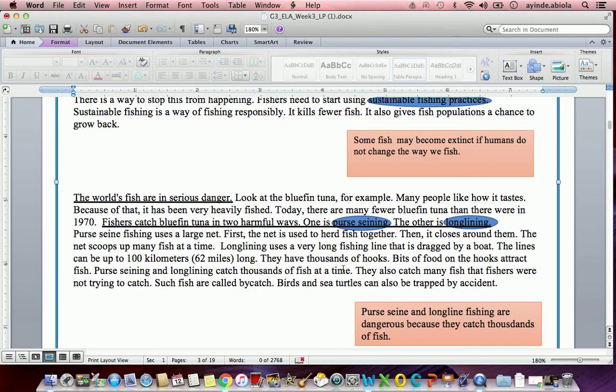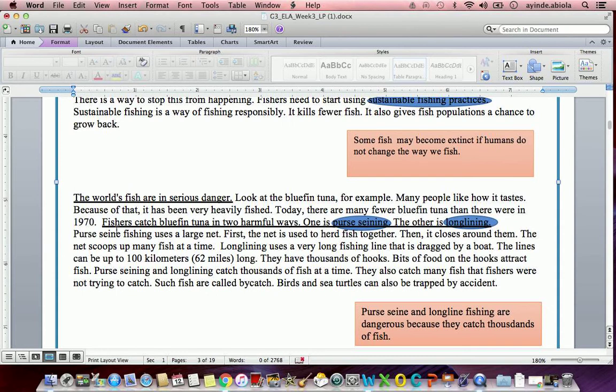So here I have 3 sentences that I thought captured the main idea of this paragraph. The first one being the world's fish are in serious danger. That really captures everything, but the next 2 sentences that I underlined tell me exactly how and why they are in danger. That is because of purse seine fishing and longline fishing.